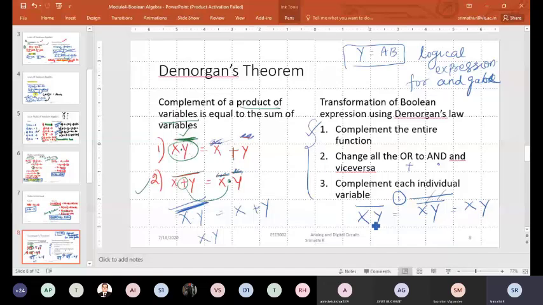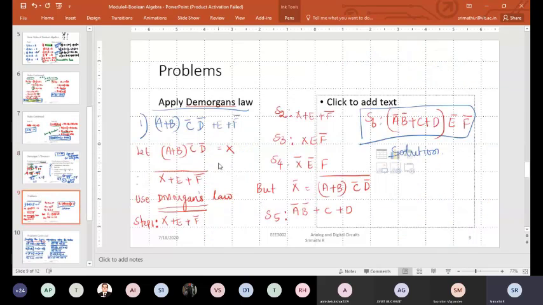And then what is the second step? Step 2 is change all AND to OR and OR to AND. Here we have AND, so I need to convert it into OR: x plus y. This is step number 2. Step number 3 is complement each individual variable, so this variable I make x bar and this variable y bar. So x dot y the whole bar is equal to x bar plus y bar. Similarly, x plus y the whole bar is equal to x bar dot y bar. Right, so let us apply De Morgan's law and solve the problem.